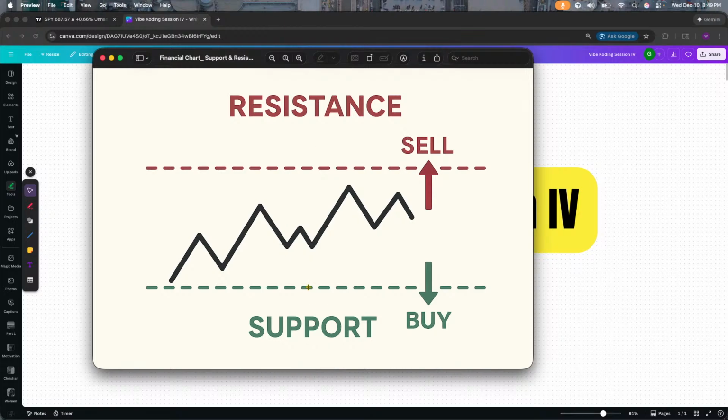When I say support and resistance levels, what I mean is that it's making lower lows or is making higher highs.